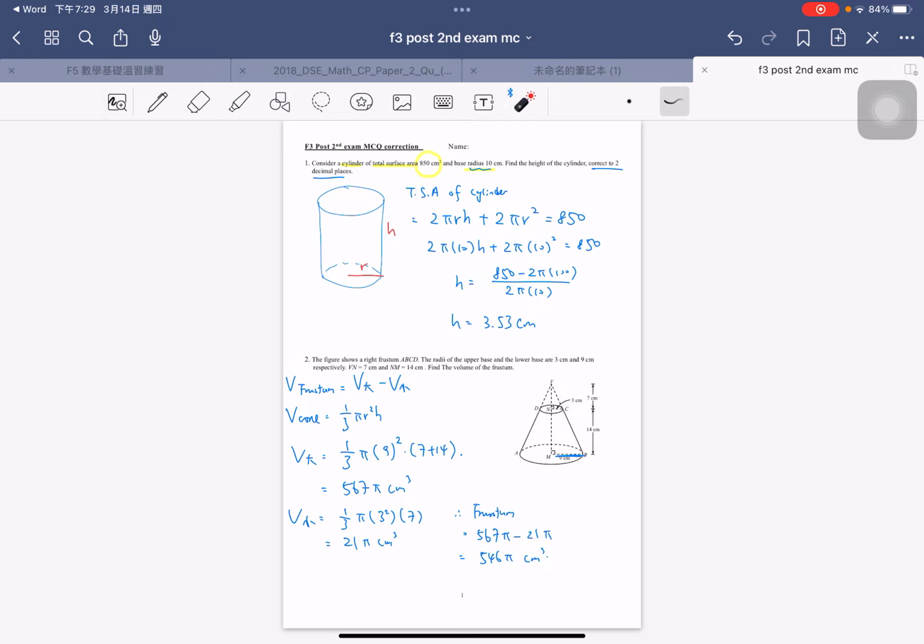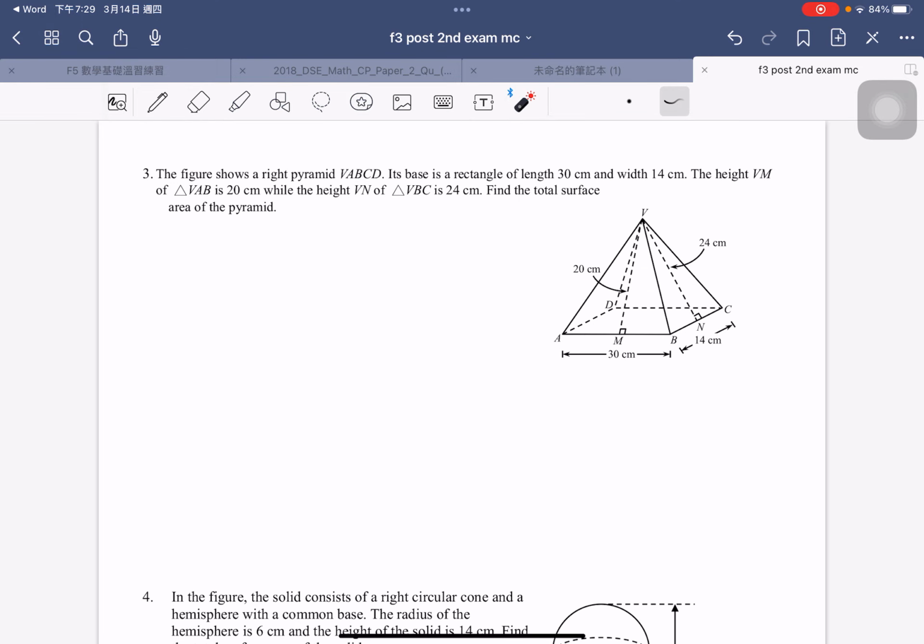Okay? So for the next question, this is a pyramid, isn't it? This time they have a rectangle where the length is 30 cm, the width is 14, and the heights of the VM and VN are different. One of them is 20, one of them is 24. They're asking to calculate the total surface area of this pyramid. So total surface area is not the volume, it's not the base area times the height divided by 3.